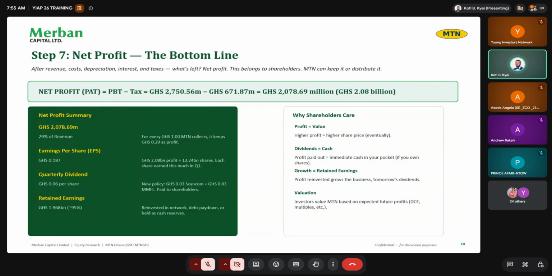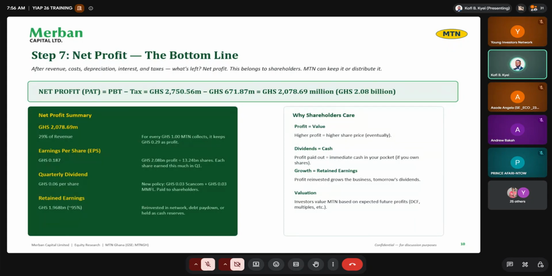Now we move straight to the bottom line, the final component of the income statement. Profit after tax is the profit before tax minus tax. That is 2.7 billion minus the tax amount, so you come up to 2 billion Ghana cedis. As we can see, for every 1 Ghana cedi MTN collects, it keeps 0.29 as profit. So that is 29% of revenue.